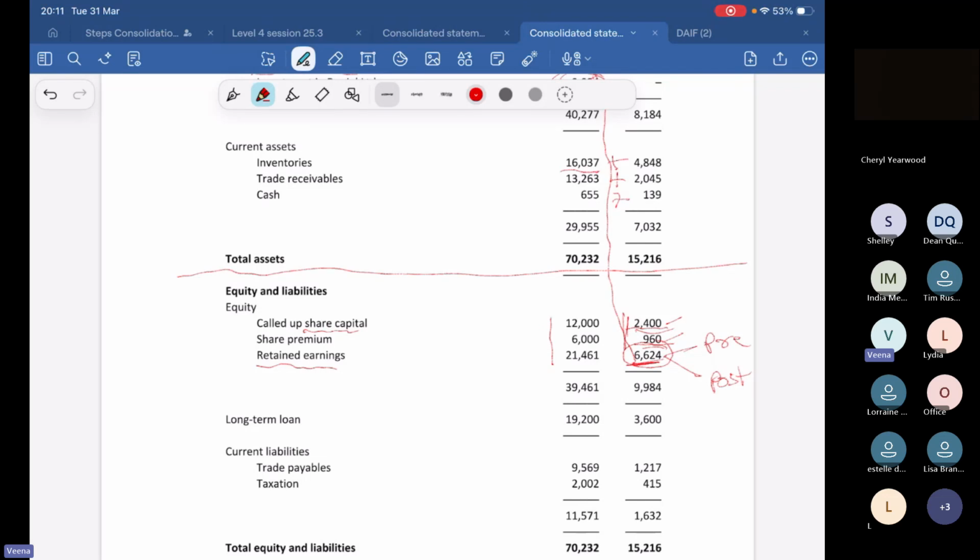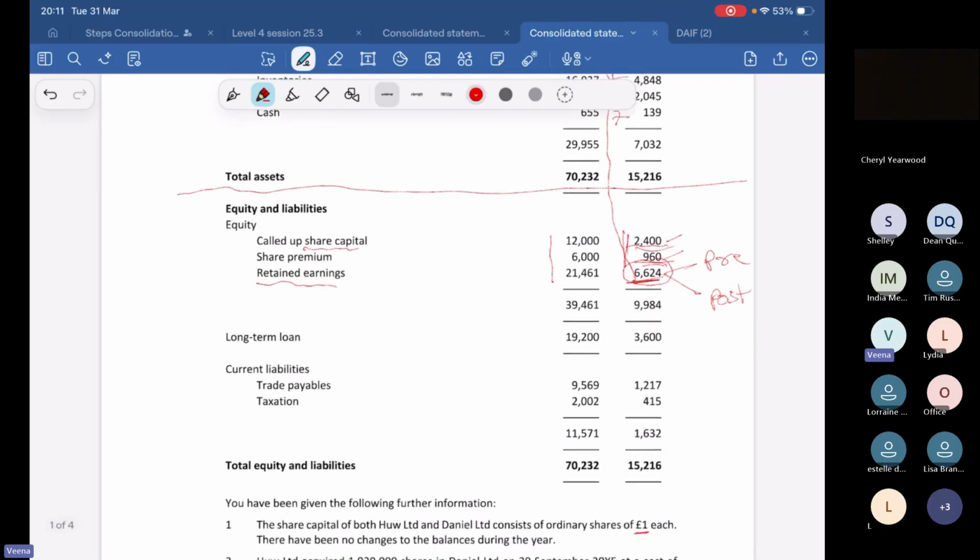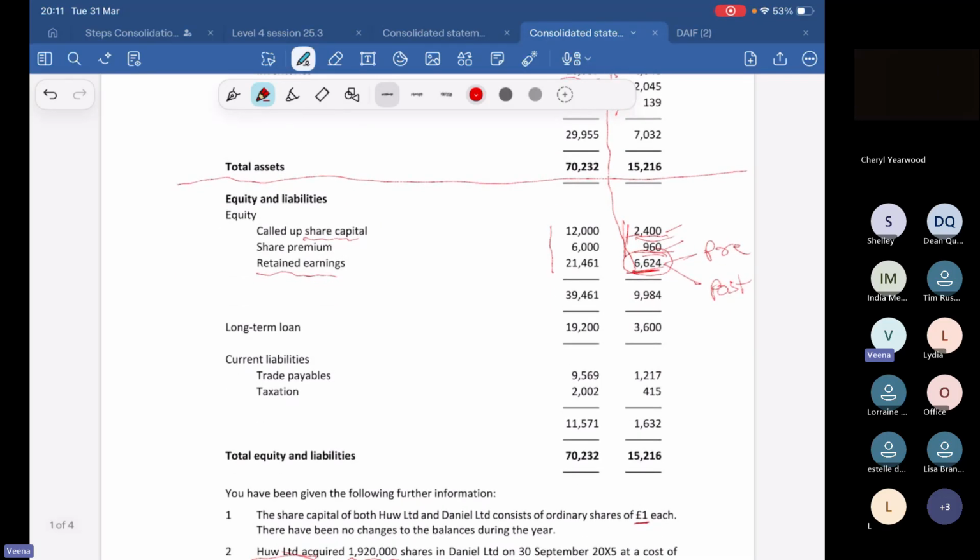The balance sheet is not going to match because you are showing me 80% in goodwill, and 20% is still with the Daniel company. So that has to be shown. So the non-controlling interest needs to be shown here as well.